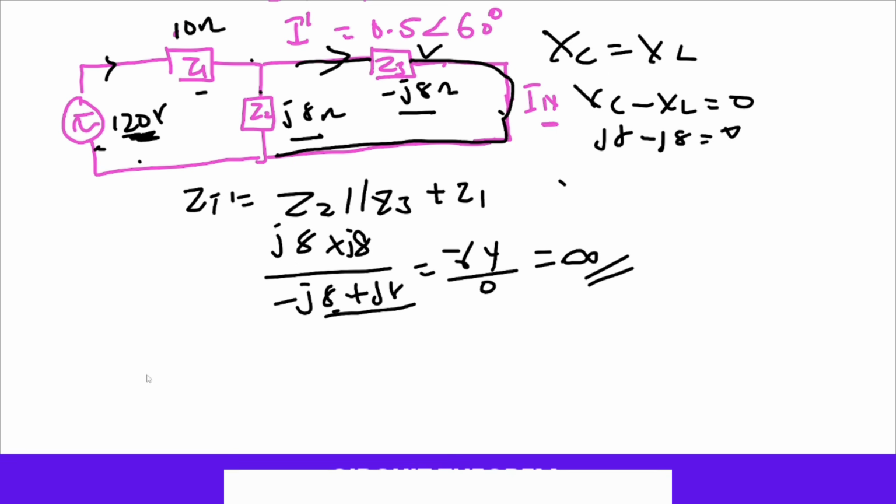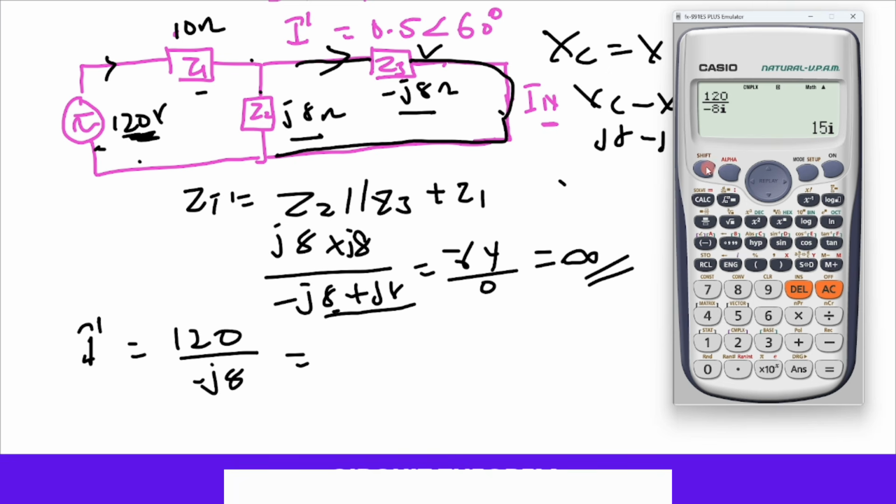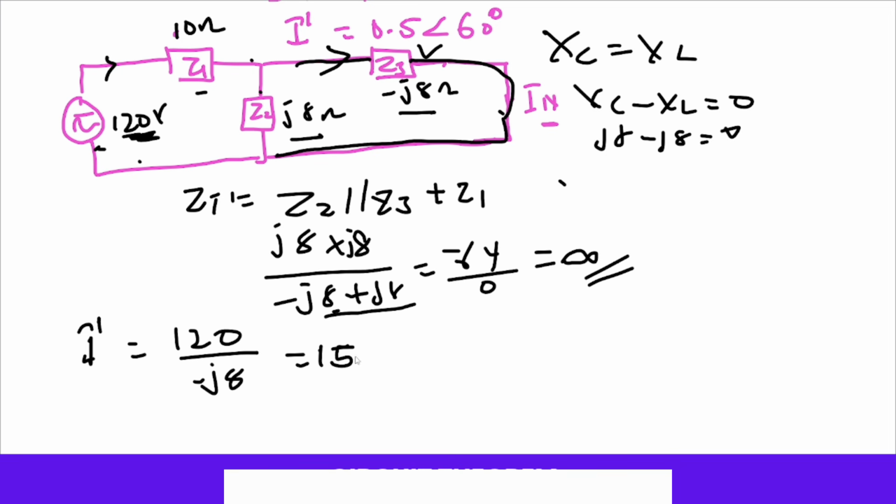Okay. So we can say that the total voltage is the same as the voltage that is passing through I1. Therefore, for us to be able to get I prime, it is the same as the total voltage in the system divided by the impedance there, which is minus J8. Okay. So we are going to get 120 divided by minus J8, and that will give us 15I, or J15. Okay. So we can see clearly that we've gotten the two currents.